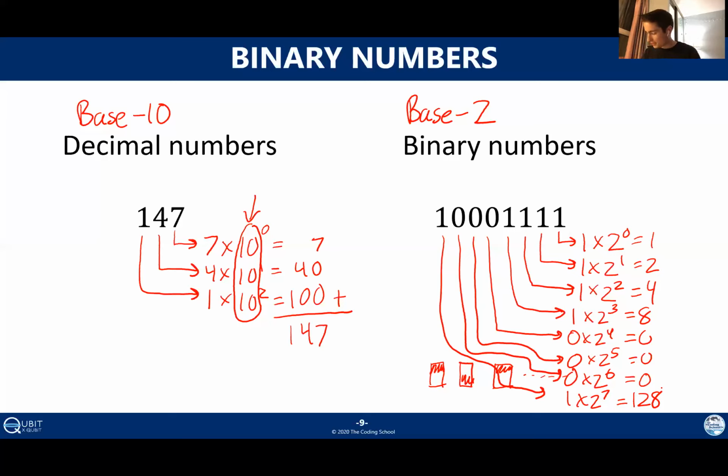But my main point here is to just draw a parallel to how we did things in the decimal world. We just multiply through all of these numbers. The final step then is to add them all up. And if you do this addition, you should actually get 147 as your answer. And so this is how we represent things in base 2 instead of base 10.